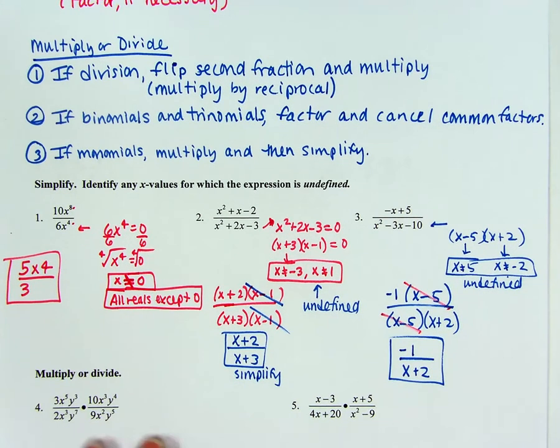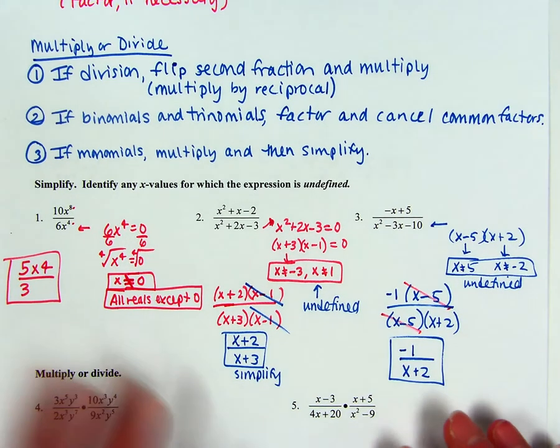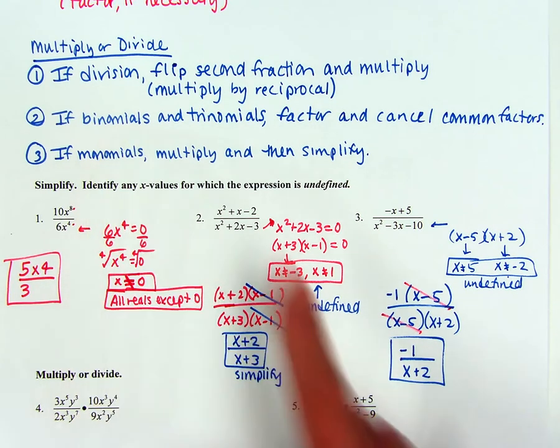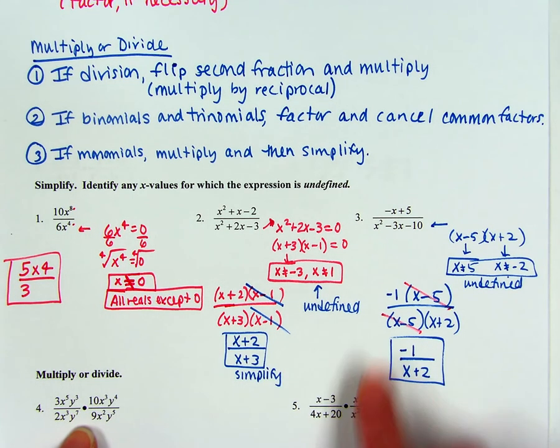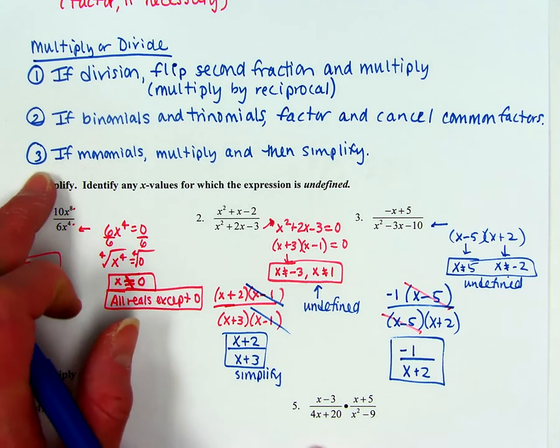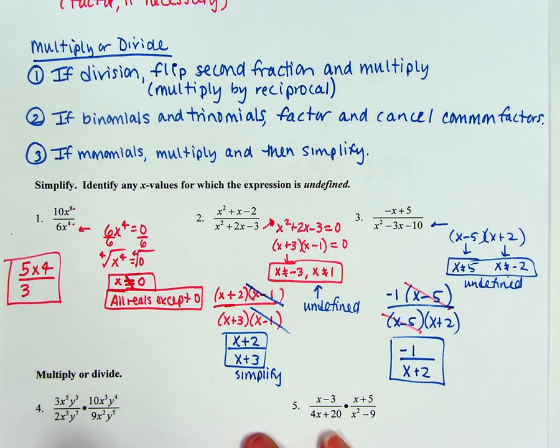So you're kind of going to do the same concept for the other parts of this worksheet, except you have to multiply or divide. So like I said, if you look for division, these are not division, so we can skip step 1. So we're going to look for if we have binomials and trinomials or if we have monomials. Here there's no plus signs, so that tells me these are monomials. So I'm just going to multiply.